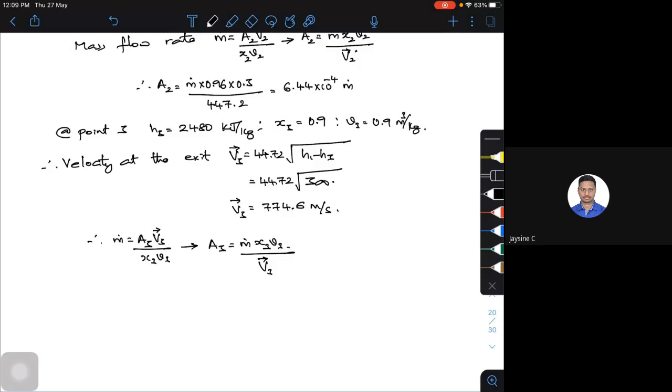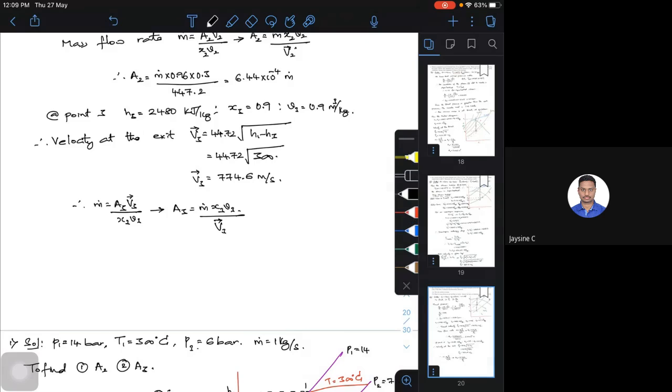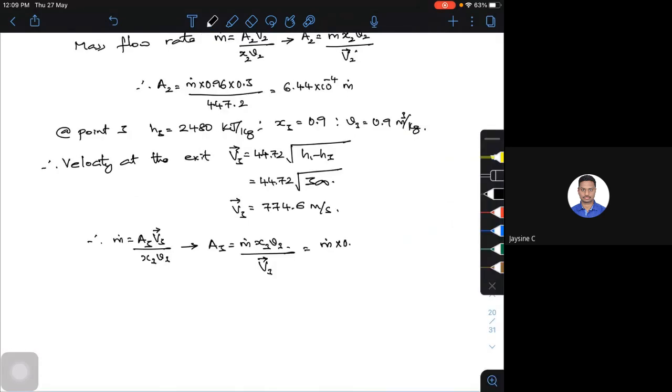If I substitute, this will be in terms of m dot. This will be 0.9 into 0.9 divided by your exit velocity, 774.6. So I'm getting my A3 as around 1.0456, so 1.046 into 10 to the power of minus 3 m dot.